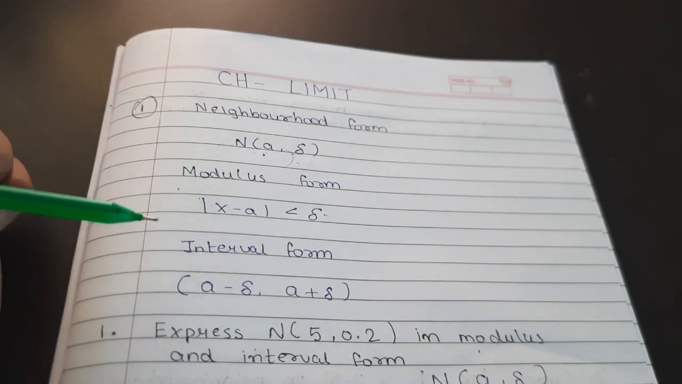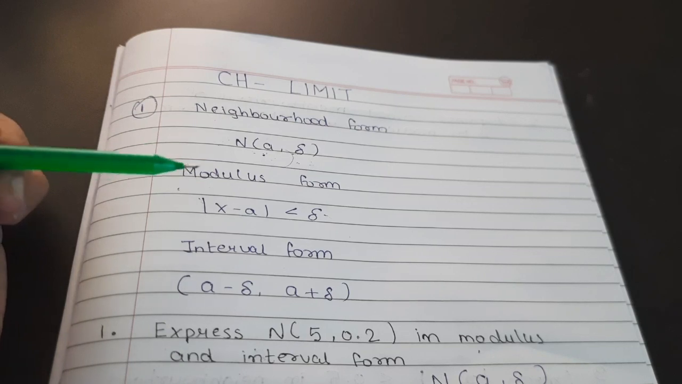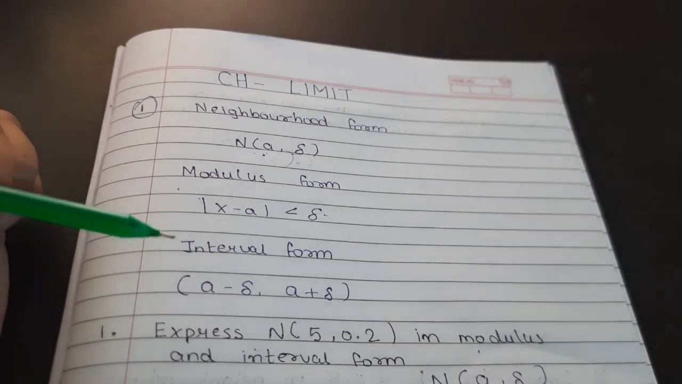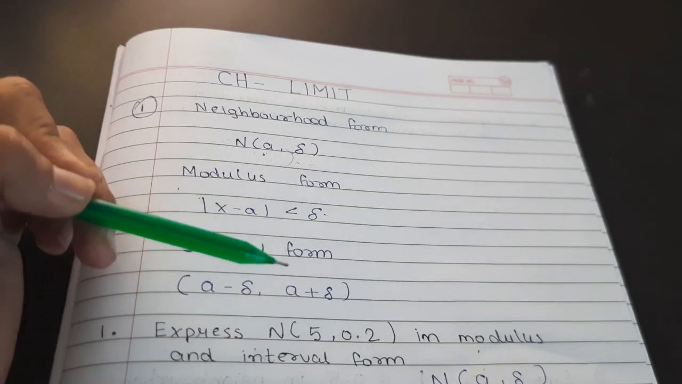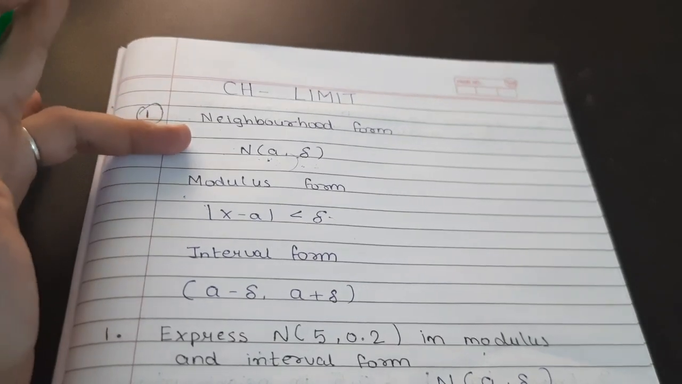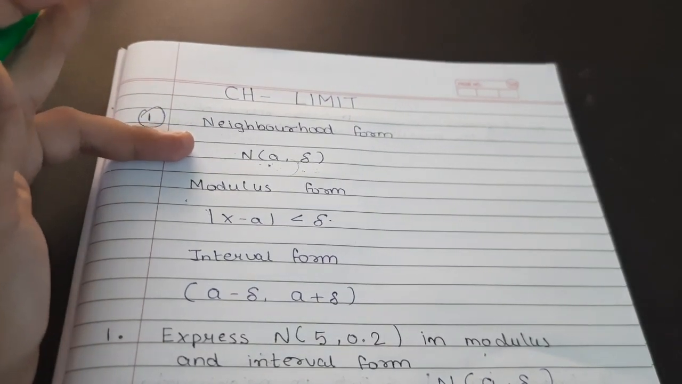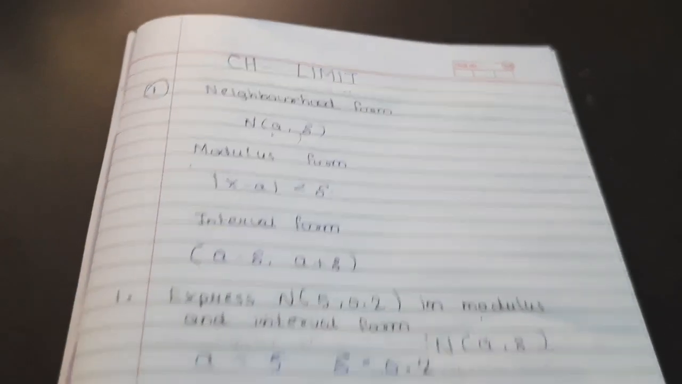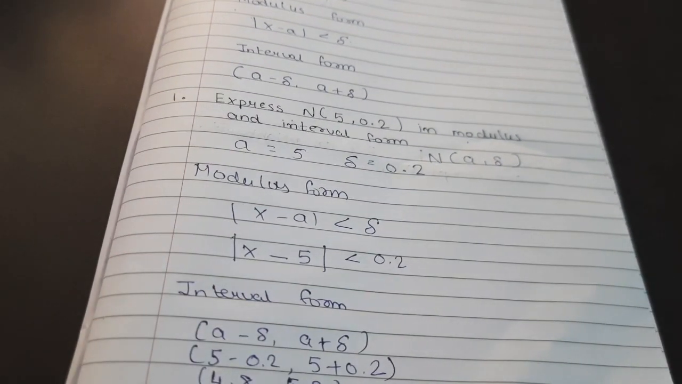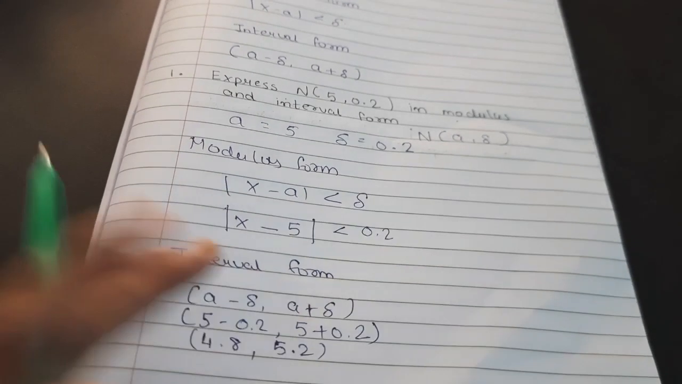Modulus form, we say |x minus a| less than delta. In interval form, we say a minus delta comma a plus delta. These are the three forms and formulas given for which we write the examples. So I would be dealing in this video with the two languages, that is Gujarati and English. So let's start with our today's first example.